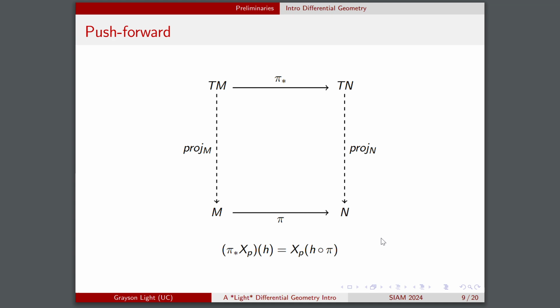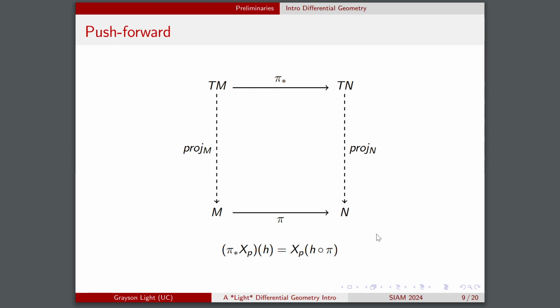Now, the last general technical thing is the push forward. For our talk, we're going to denote all of our maps from manifold M to manifold N as pi. For this map, sufficiently smooth, we can define something called the push forward, pi star. For us, we can say that pi star takes a vector field on M and pushes it forward to a vector field on N. And it follows this relation at the bottom here.